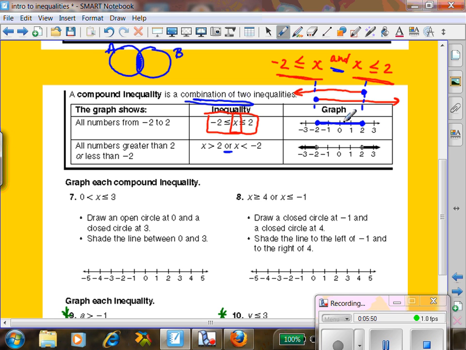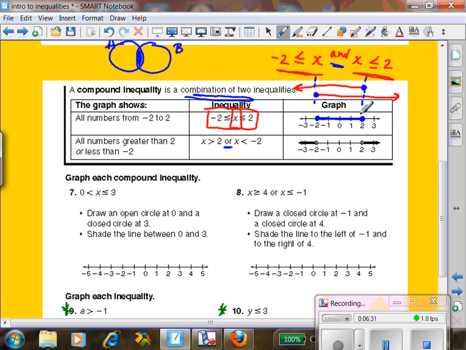Things like this could be something as simple as saying, I can spend $20, but no more than $30. So you're giving yourself a little window. It could be $20 up to $30, or it could be any price in between, and that would be okay. Or you could say, like on a ride, you have to be at least 46 inches, but you can't be over 60 inches to ride this ride. So if your height is somewhere between 46 and 60, you can ride the ride. If you're above that or below it, you're either too short or too tall. So those are some everyday ideas that go along with that idea.